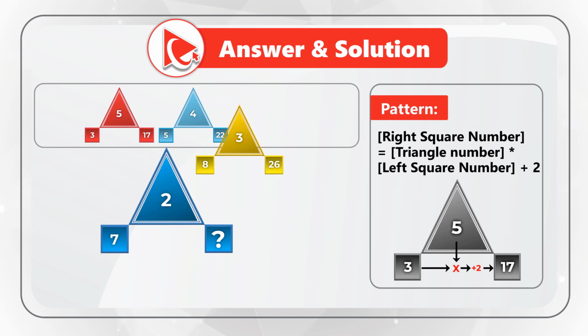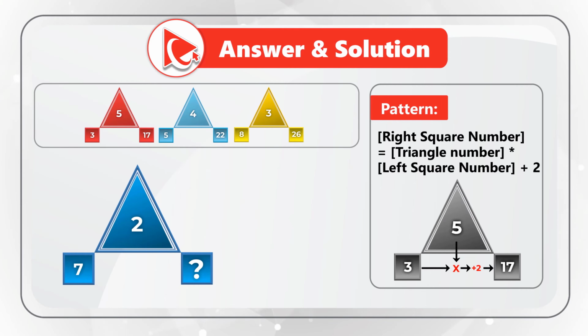And now comes the missing number. To calculate it, we need to multiply 2 by 7, which would be equal to 14. And then add 2, and the end result of this would be 16. So the correct answer here is choice C, 16.